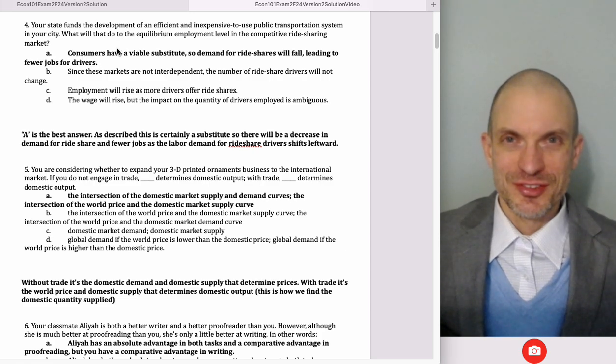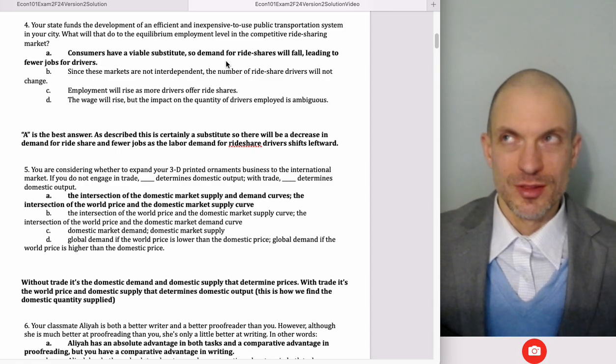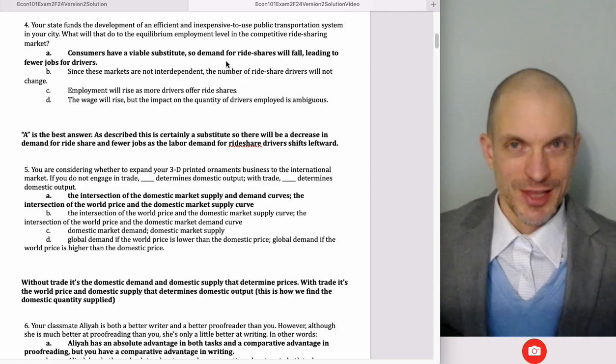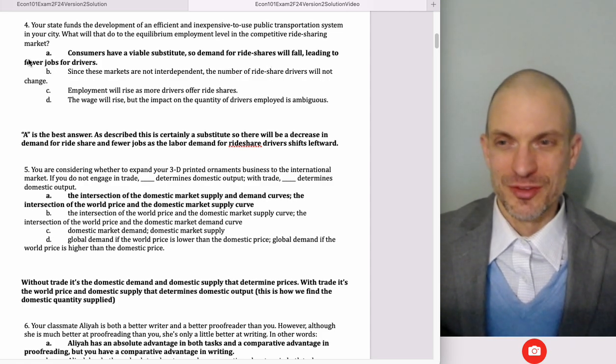Now, if we have this inexpensive, efficient public transportation system, there's going to be a decrease in demand for ride shares. So therefore, there's going to be a decrease in demand for the labor of the drivers rendering those ride shares. So we'd expect fewer jobs for rideshare drivers. So A is the best answer.